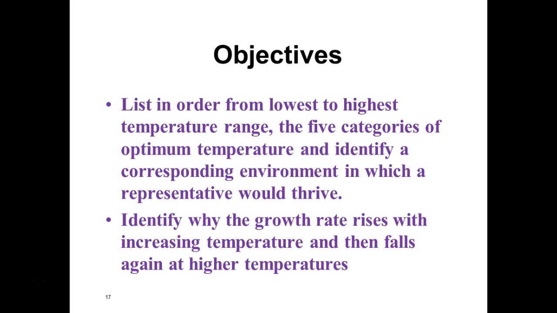So for temperature ranges, the good news is you're not going to memorize the numbers. But we do need to know the classification from lowest to highest of the temperature ranges. There's 5 different optimum temperature ranges. And more important than temperature, we need to know some corresponding type environment where these organisms would thrive. And then be able to identify why growth rates increase with increasing temperature and then fall again at higher temperatures.